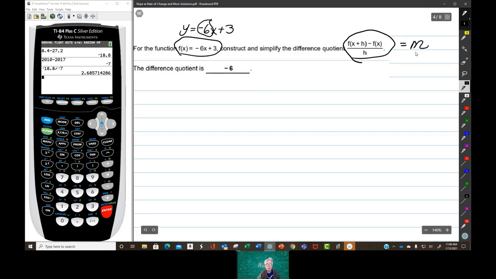So why bother? Because we're going to be doing this with some things like f of x equals x to the third plus 3x squared minus 2x minus 7. And that becomes a lot harder. So you have to know how to do the difference quotient with easy things before you learn how to do them with hard things. That is how to find the difference quotient with something that's more difficult.